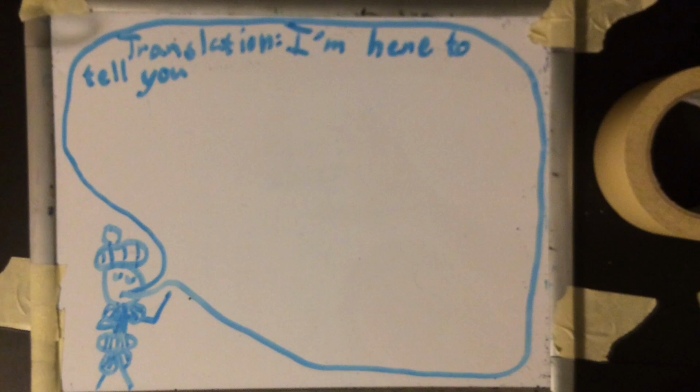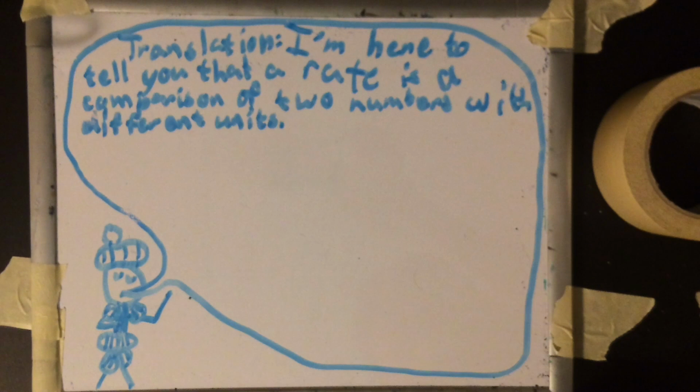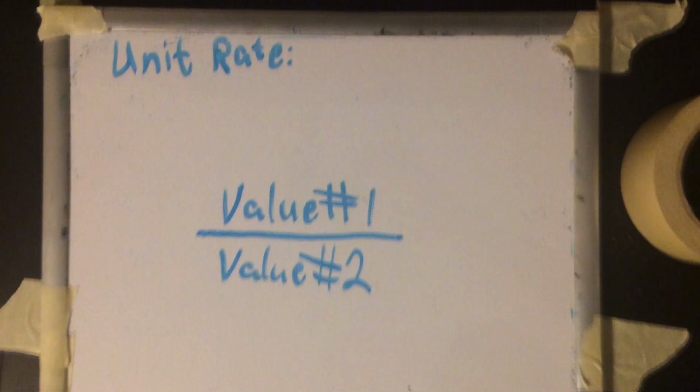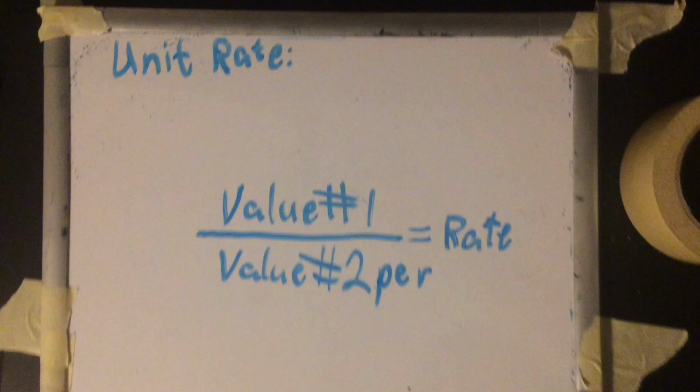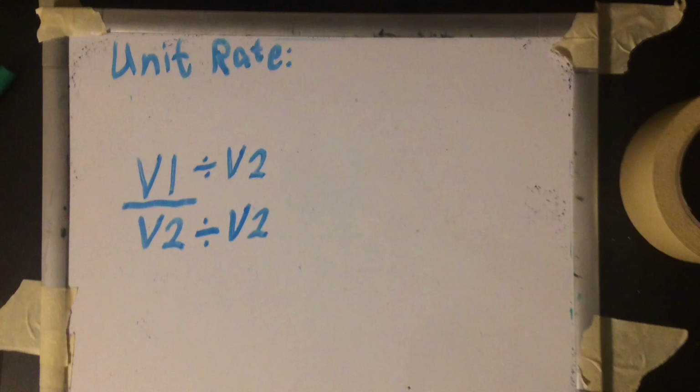Rates. A rate is a ratio, a comparison between two numbers with different units. That is, a unit rate is a fraction-based rate that usually says per. To find the unit rate, divide the numerator and the denominator by the denominator.